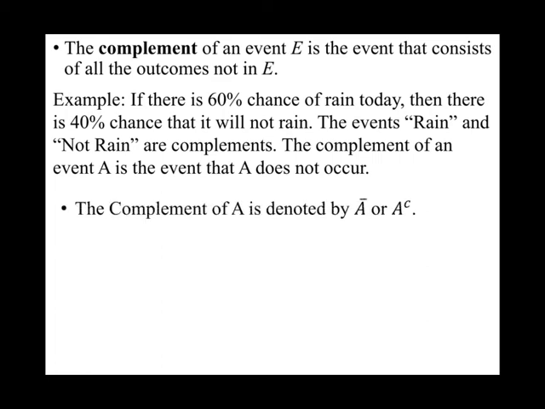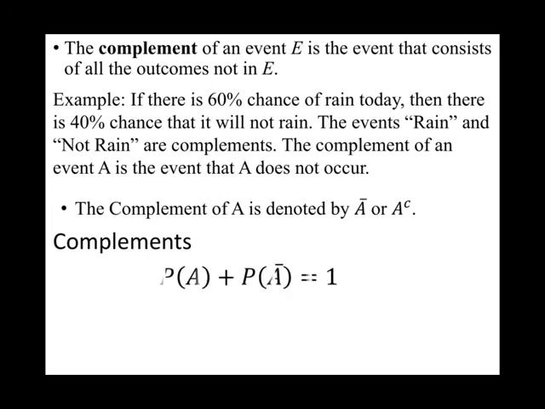For the notation of the complement of A, you could use a bar over the A, which represents the complement. Or some other statistics books will use a superscript C on the right-hand corner. Both notations represent the complement. Okay, the complements formula: the probability of event A plus the probability of the complement of event A equals 1.